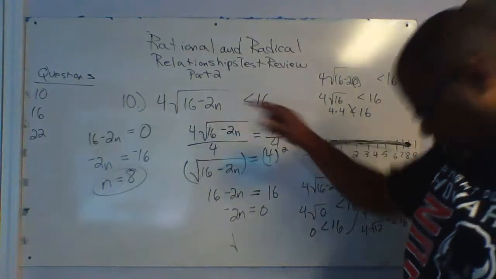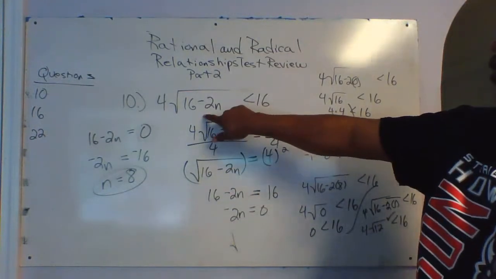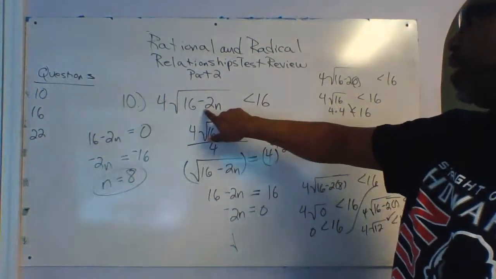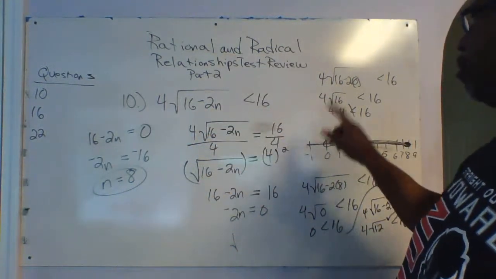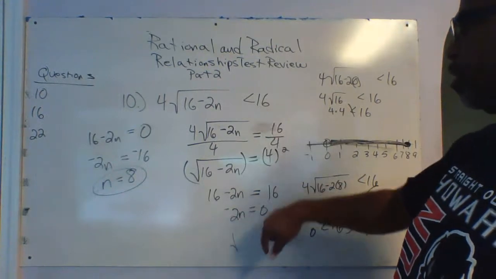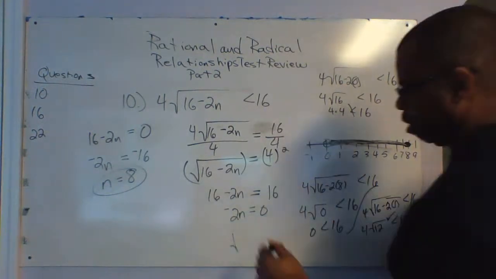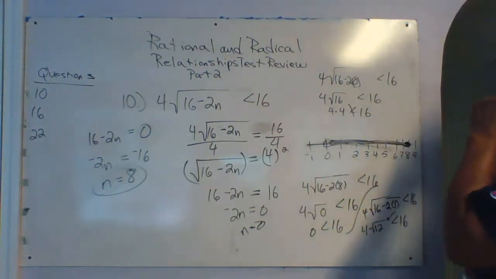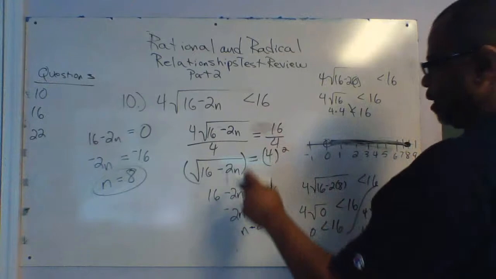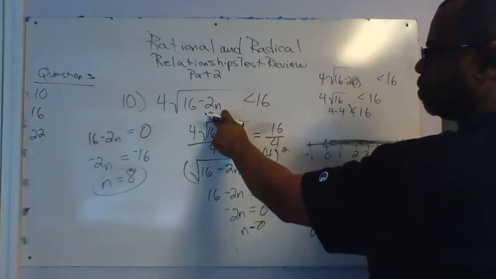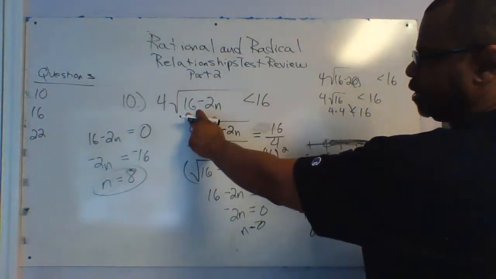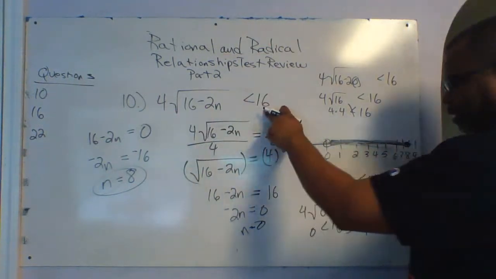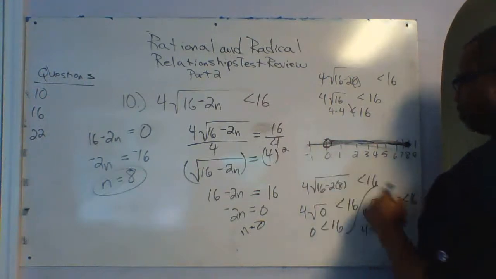Got to set what's up on here equal to 0. That's going to be 8. But since it's a negative, you can't use 0. So n is equal to 0. If I plug in 0 in here, I'm going to get the square root of 16. Square root of 16 is 4. 4 times 4 is 16. 16 is not less than 16. So it has to be open here.